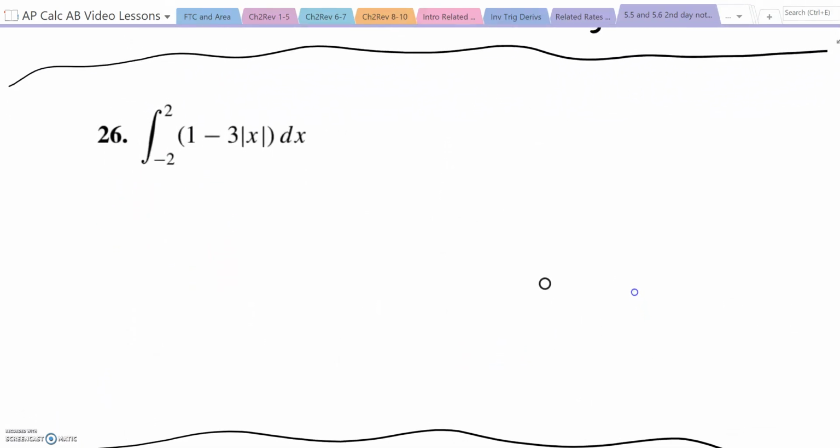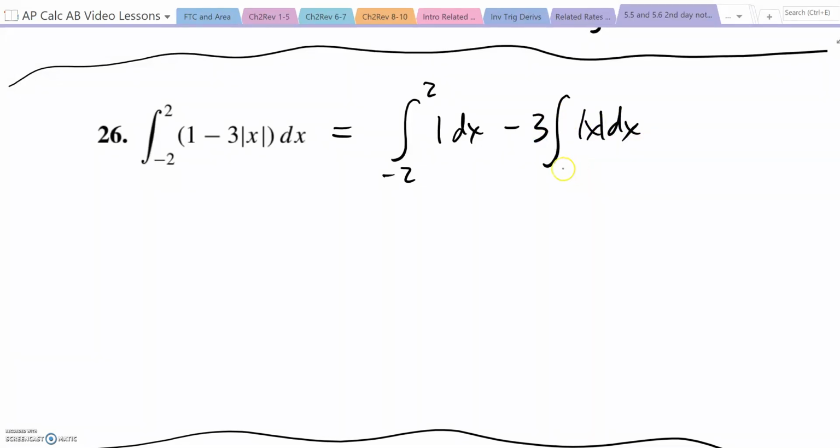Okay, last one for this video will be number 26, it looks like. Okay, so they told us in the directions we're supposed to use Theorem 5.5.4 and appropriate formulas to evaluate the integrals. What they're basically saying is split this up into some simpler integrals. Let me make sure I'm reading this correctly. It's -2 to 2. Very good. So -2 to 2, 1 dx minus, I'll go ahead and pull the constant 3 off and leave just the absolute value of x. Because that way, I've got it way easier.